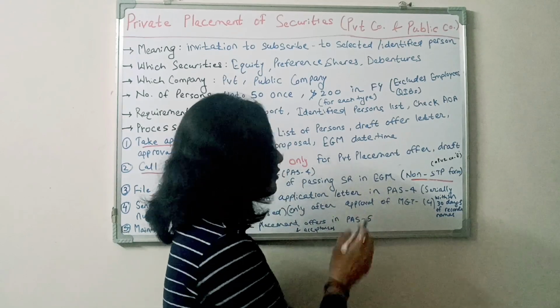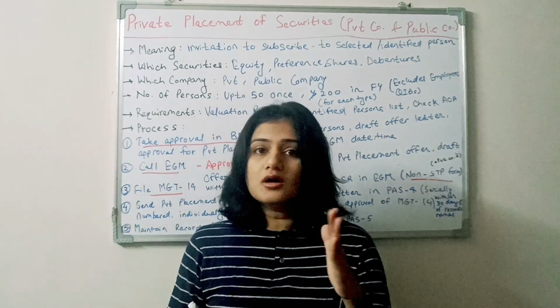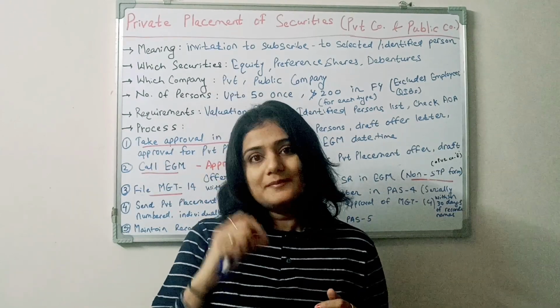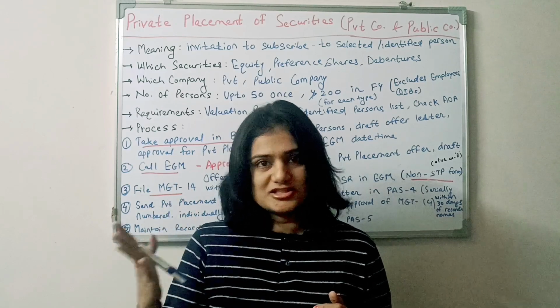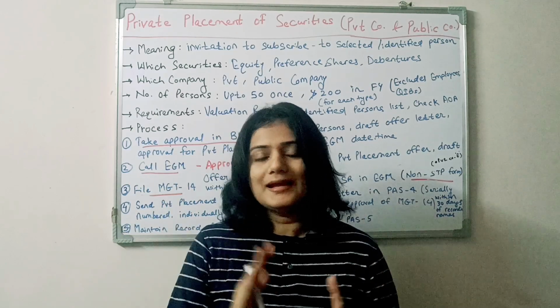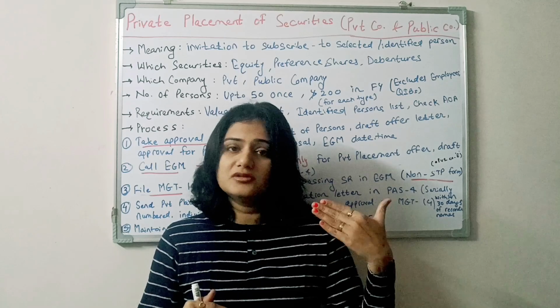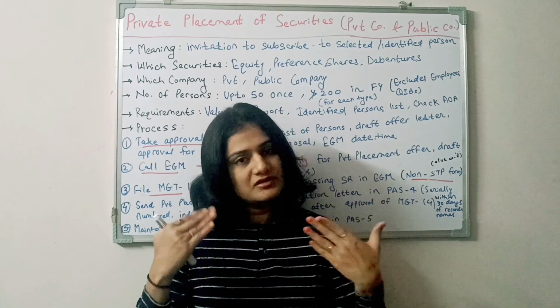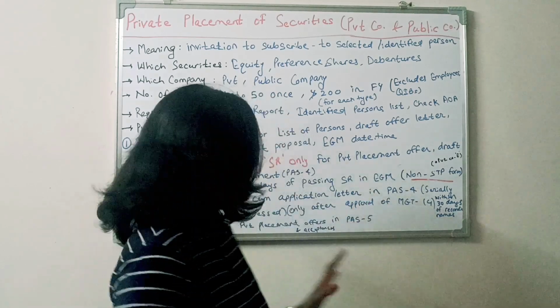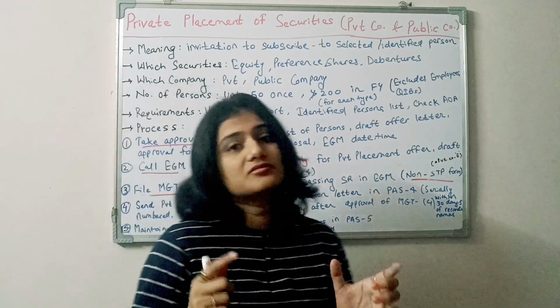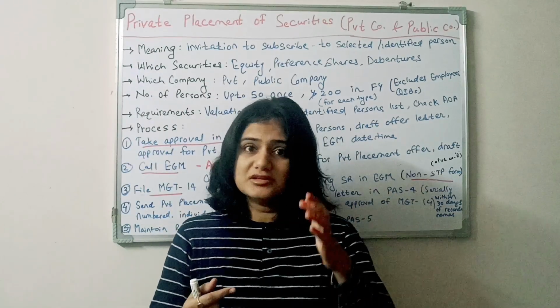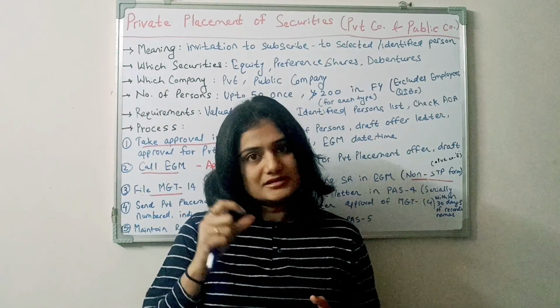Now earlier it was required to file PAS 4 and PAS 5 via GNL 2, but now it is amended and it is not required to file PAS 4 and PAS 5 with the ROC. However, the PAS 5 is filed as an attachment with the form PAS 3, that is the return of allotment.